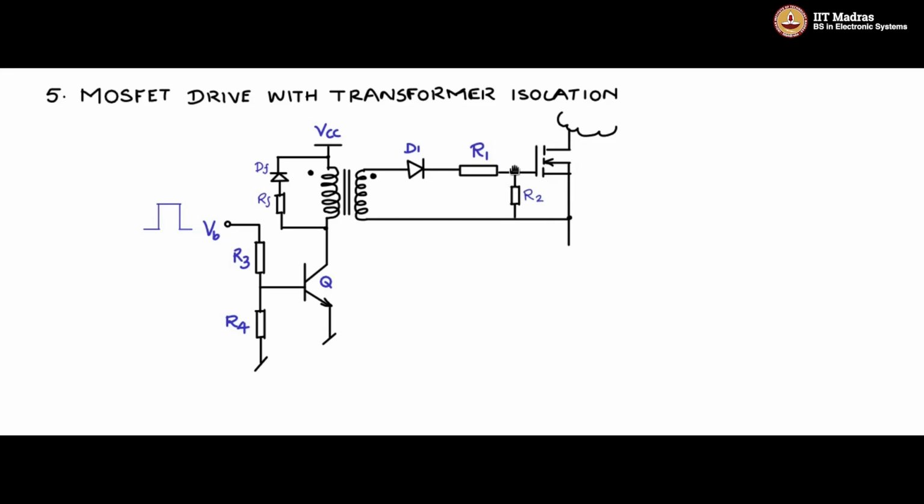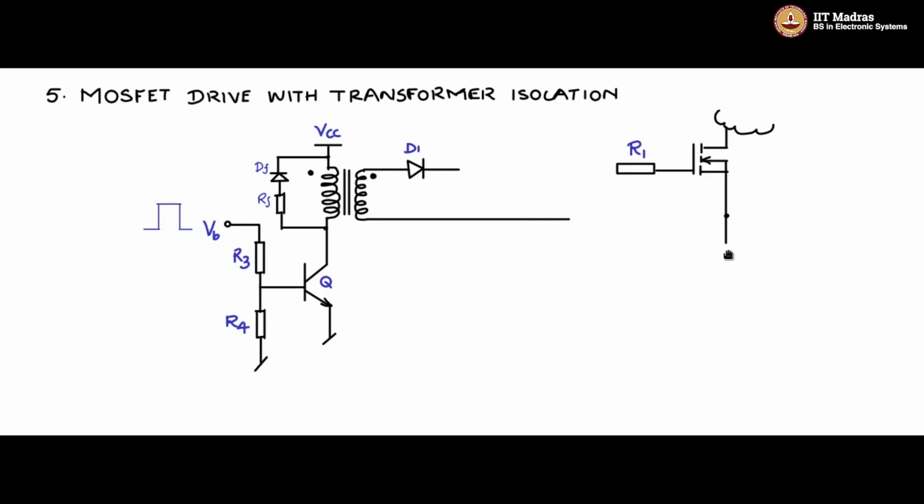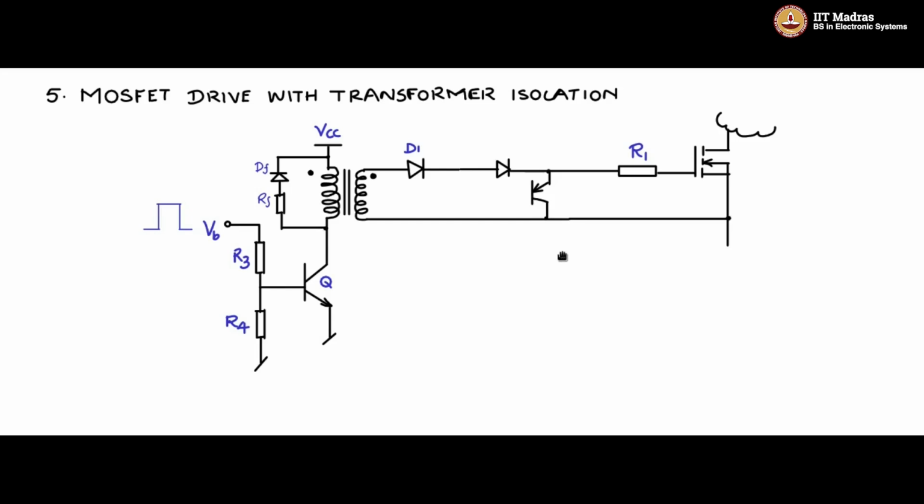Therefore, it is better to replace R2 and have an active pull down to speed up the turn off process. So let us do that modification. I will remove this, make some space and connect it here, and here I will put an active pull down circuit. So let me use a diode and a PNP transistor in this fashion. I will put a resistor here and connect the base to this point. Now let's see how this operates.